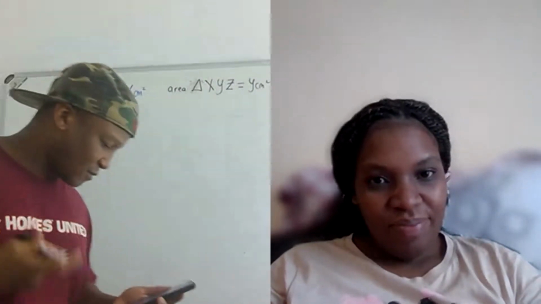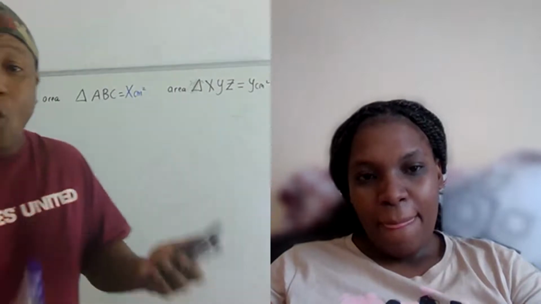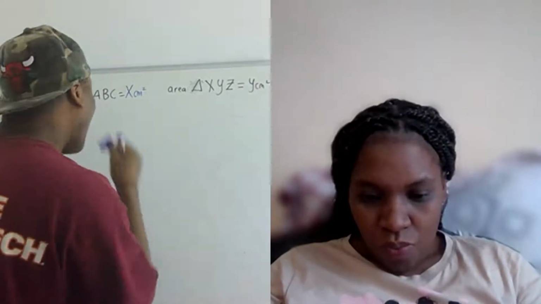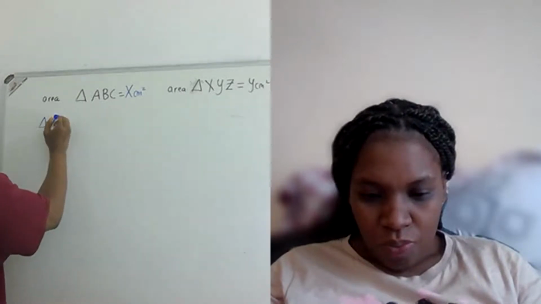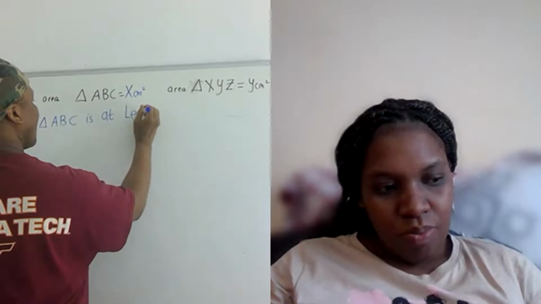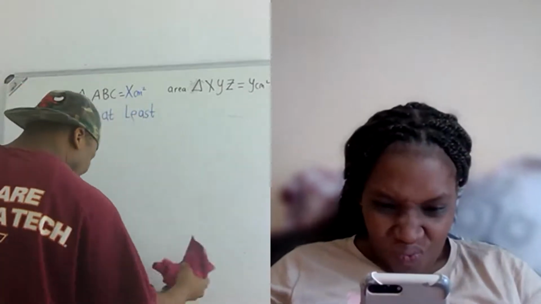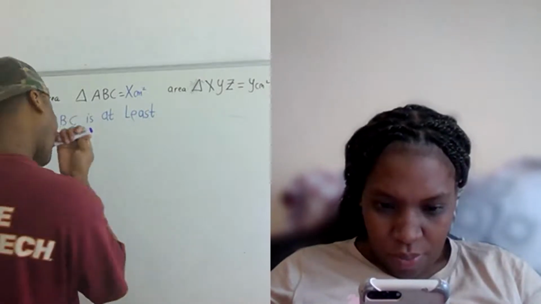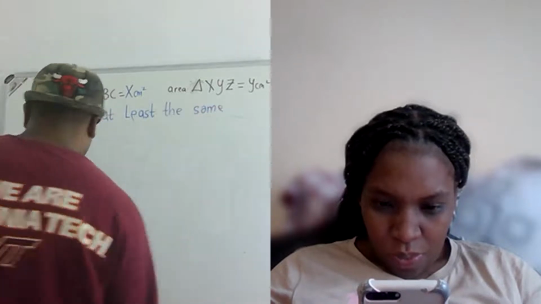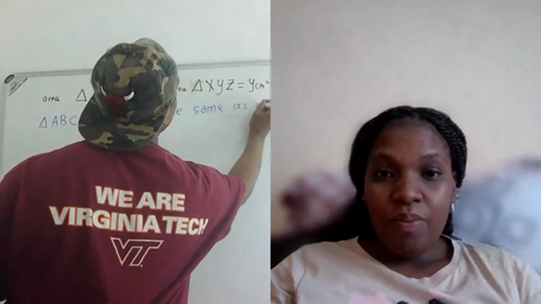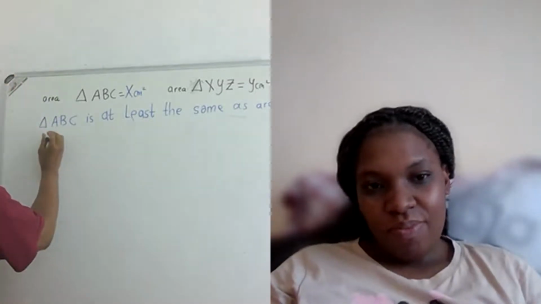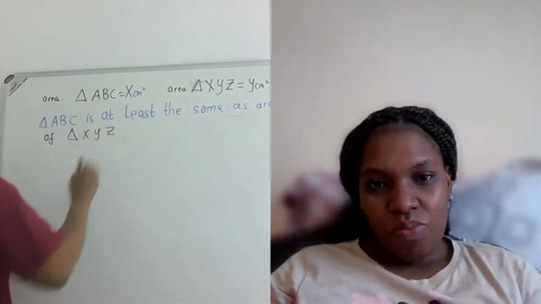Now, what do they want us to do? They say we have to write an inequality: the area of triangle ABC is at least the same as the area of triangle XYZ, but as an inequality.